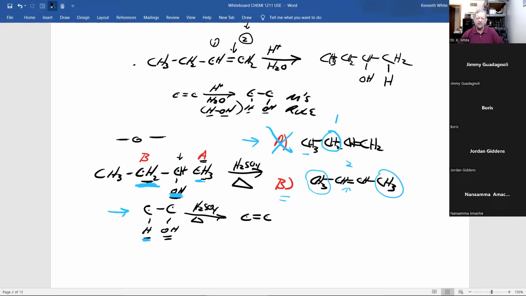And Zaitsev's Rule says the alkene you get is the one that has the most carbon atoms, this is important, directly bonded to the carbons of the double bond. In this case, this double bond only has this carbon atom. You don't count this one. This one has 2, which is the larger number. Hopefully I'll pick 2 over 1, and therefore this is the answer. And that's how you do Zaitsev's Rule.